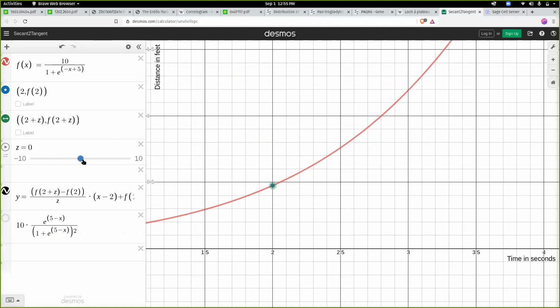Let's jog this over just a little bit. There's a special line here. You might have heard of it before. Anybody ever heard of the tangent line? The tangent to a curve at a certain point is the line that just touches the curve at one point. This is a picture of it.